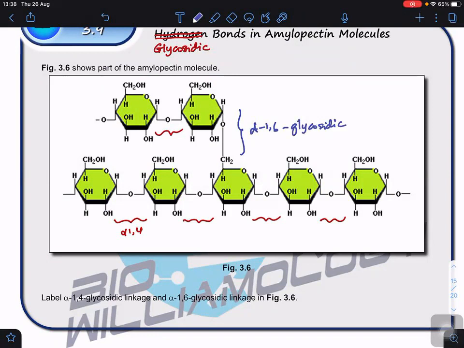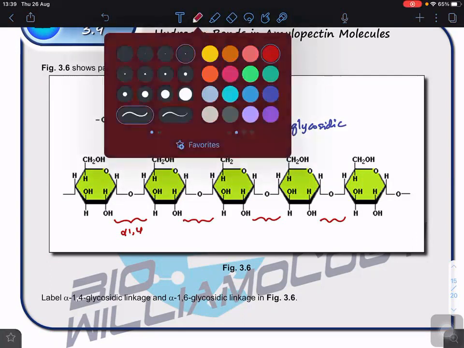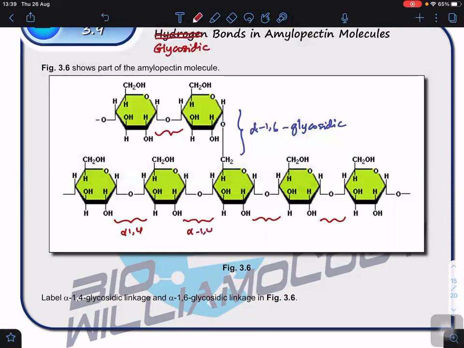So I'm going to show you guys how the alpha 1,6 glycosidic bonds can be formed later. Okay, so now you should know where alpha 1,4 is. Alpha 1,4 always forms side by side to form this unbranched chain. Are you clear? Alpha 1,4 is the unbranched chain, and alpha 1,6 is the one that joins the branches together.